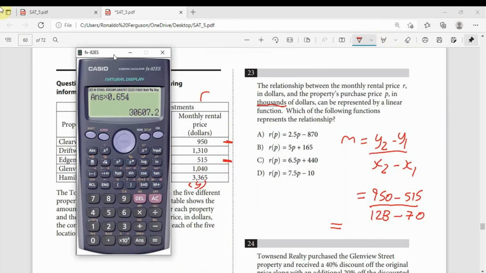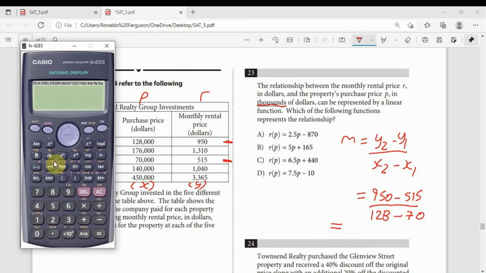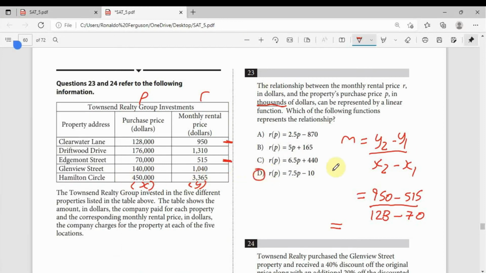So that's a quick and easy way to work that question. We're not stressing ourselves. 950 minus 515 over 128 is 7.5. 7.5, that's option D. So we're not stressing ourselves. That's option D. Everybody cool with that?